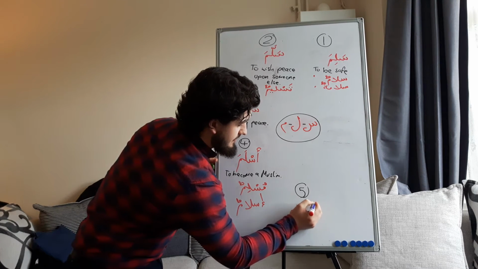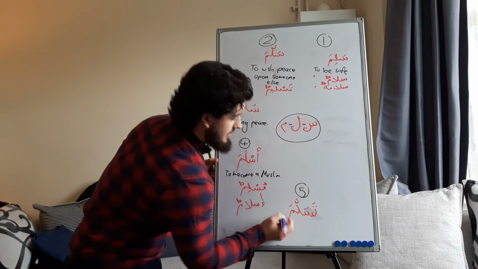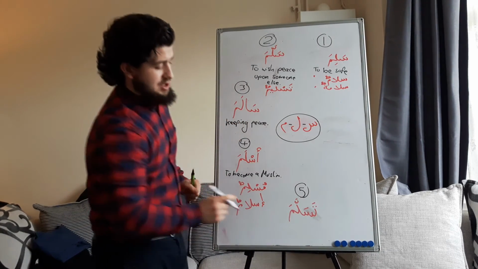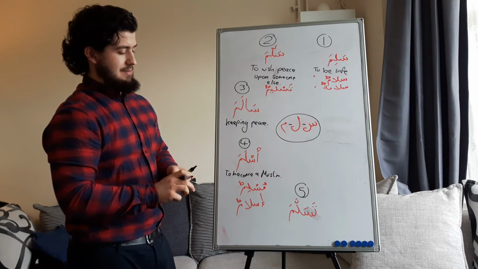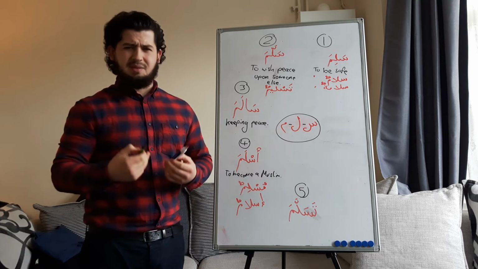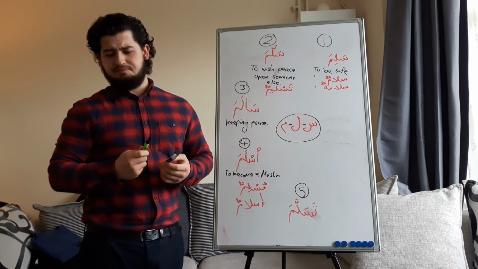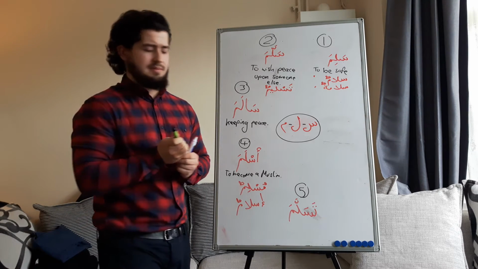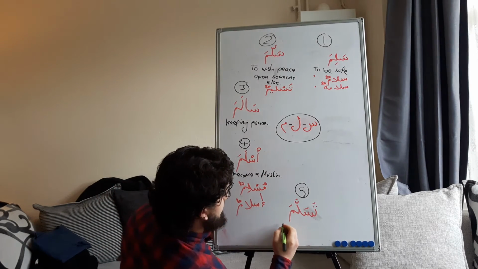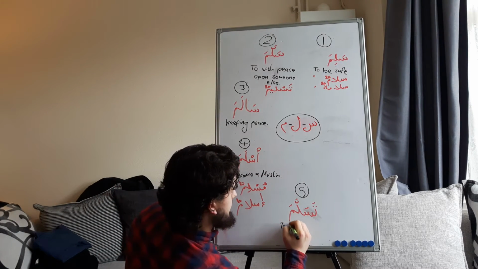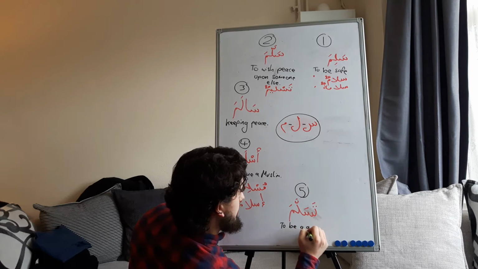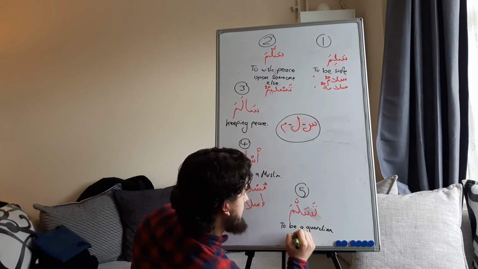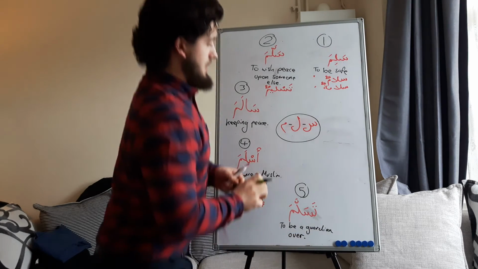Tasallama. You hold the L sound, tasallama, when there's a shadda at the top of it. Tasallama, which is to do with being the guardian over something, or obtaining or having guardianship over something. So I'll put: to be a guardian over.